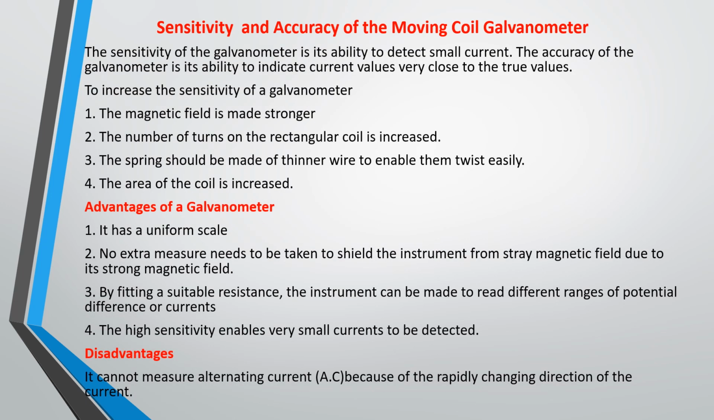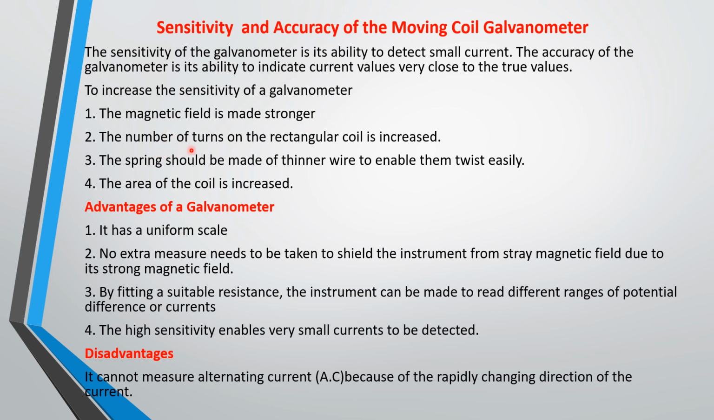How can we increase the efficiency or the sensitivity of the galvanometer? The sensitivity of the galvanometer is the ability of the galvanometer to detect very small currents, while the accuracy of the galvanometer is its ability to indicate current values very close to the true values. This sensitivity can be increased, one, by increasing the magnetic field, making it very strong, and this you can do by using very powerful magnets.